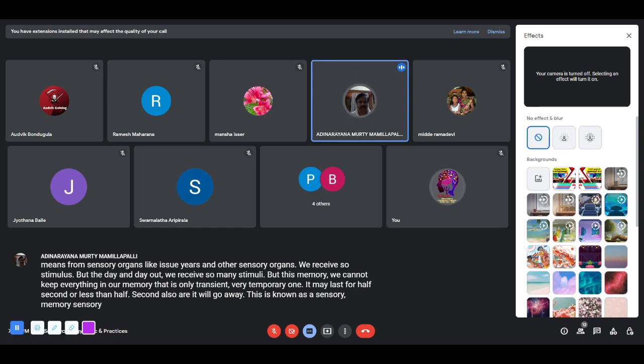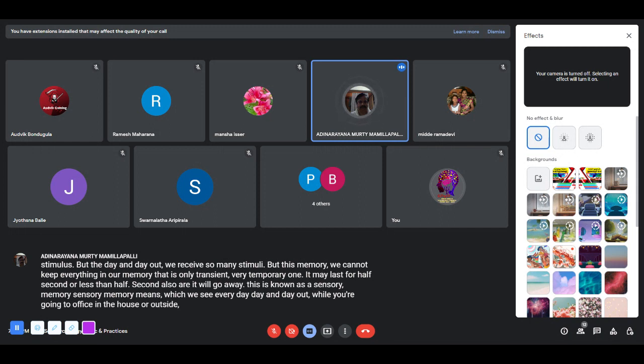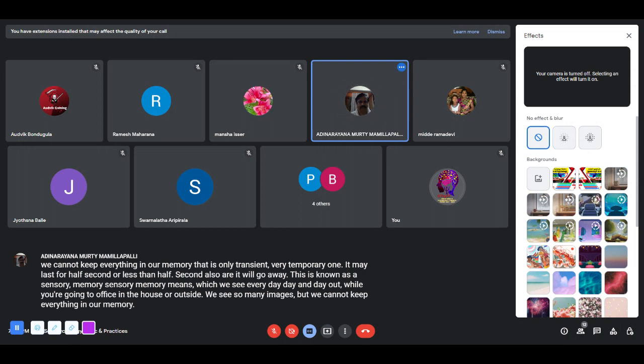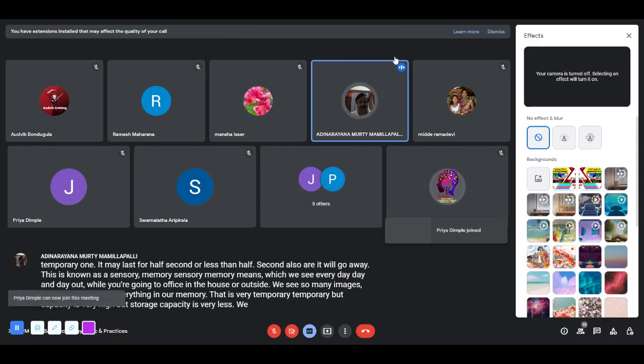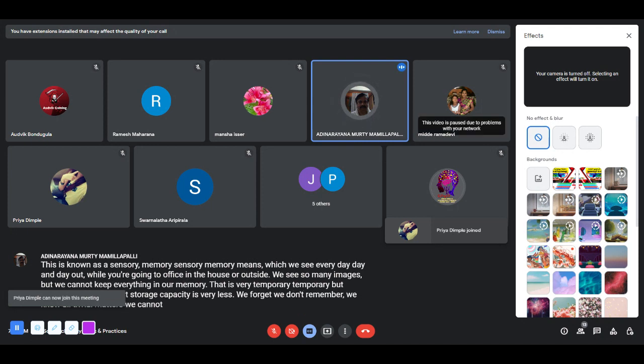Sensory memory means what we see every day, while going to the office, in the house or outside. We see so many images, but we cannot keep everything in our memory. That is very temporary. The capacity is very high, but the storage capacity is very less. We forget, we don't remember. All trivial matters we cannot keep in our memory.